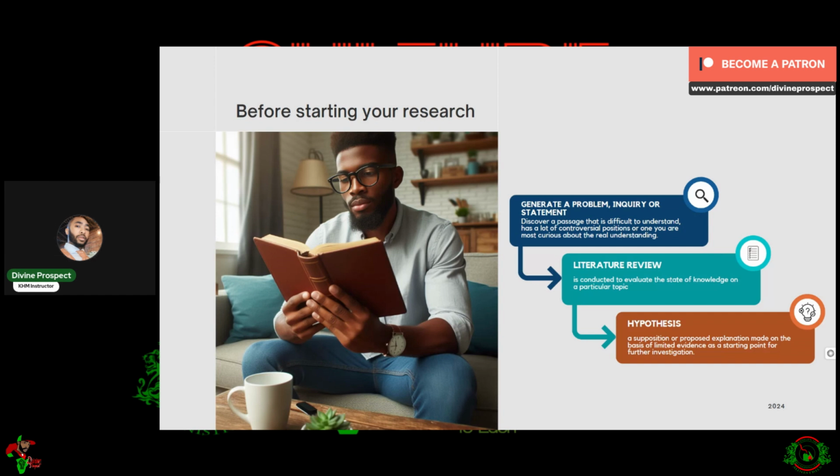All right. This is the first part before you get to the real methods. Okay. Generate a problem, inquiry, or statement, literature review or scriptural review, and your hypothesis. Okay.